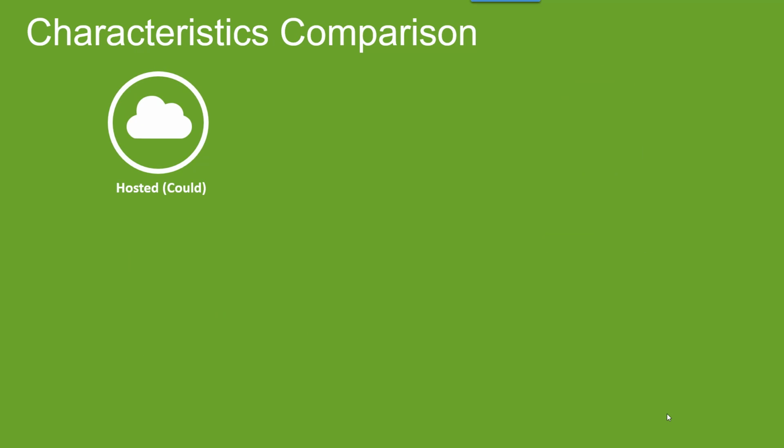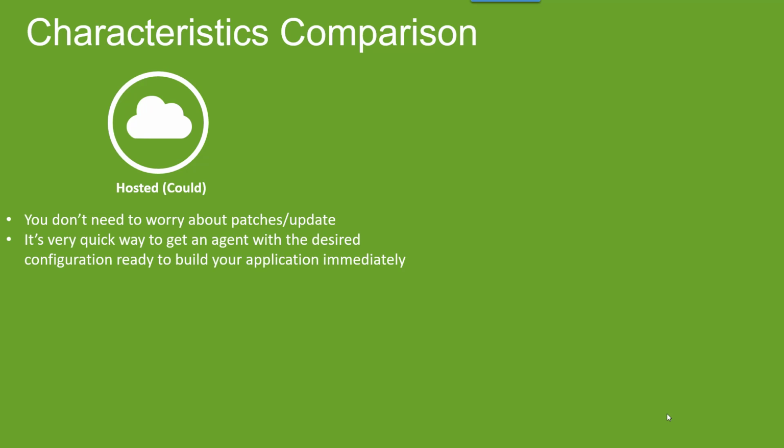Characteristic comparison. Looking at the characteristics of the hosted agent, I don't need to worry about patches and updates because it is provided as a service. I consume it, I don't manage it, so I don't need to worry about any updates or patches for these machines. It's a very quick way to get an agent with the desired operating system and configuration. For example, if I want to build an Android application and I need a Mac OS, it's a very quick way to get a build agent with Mac OS ready immediately to start building my application.